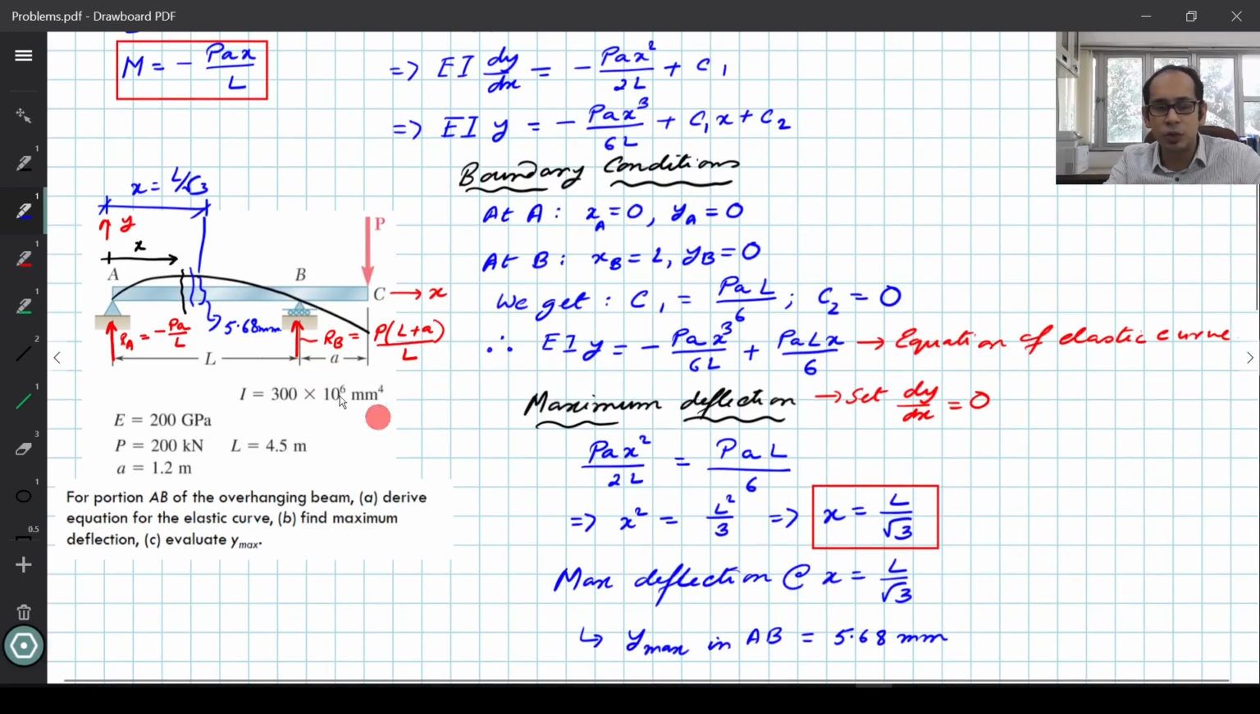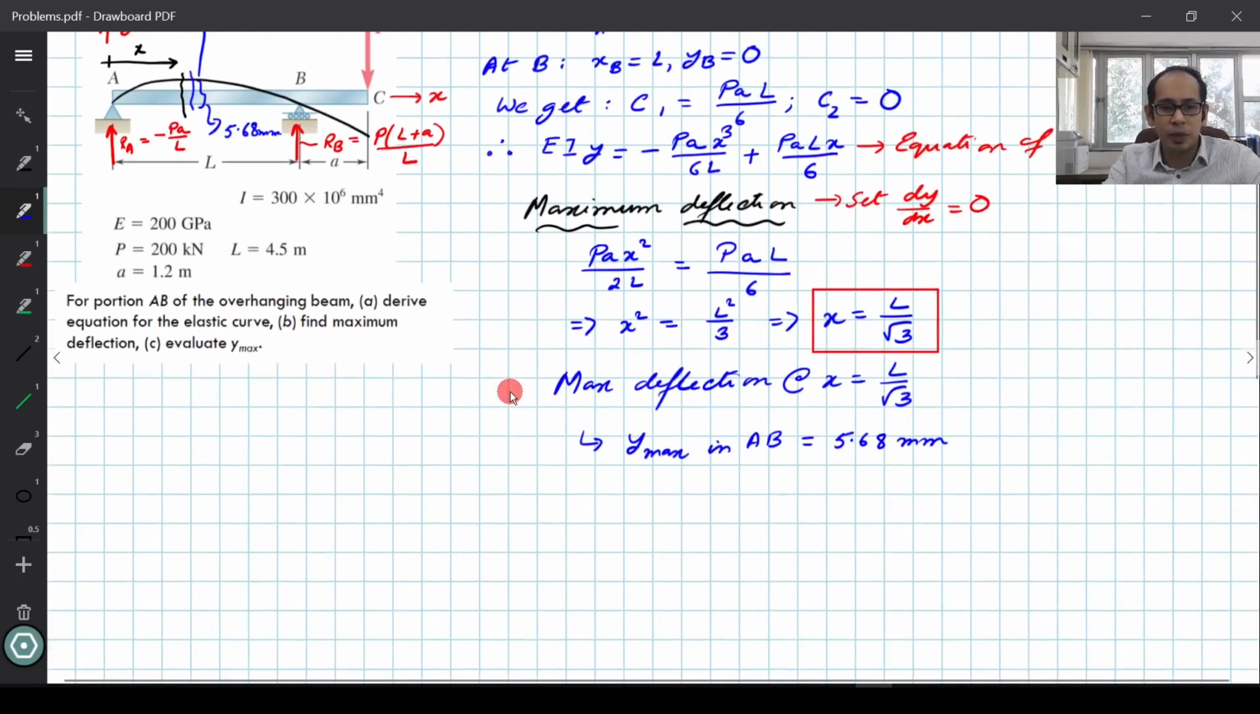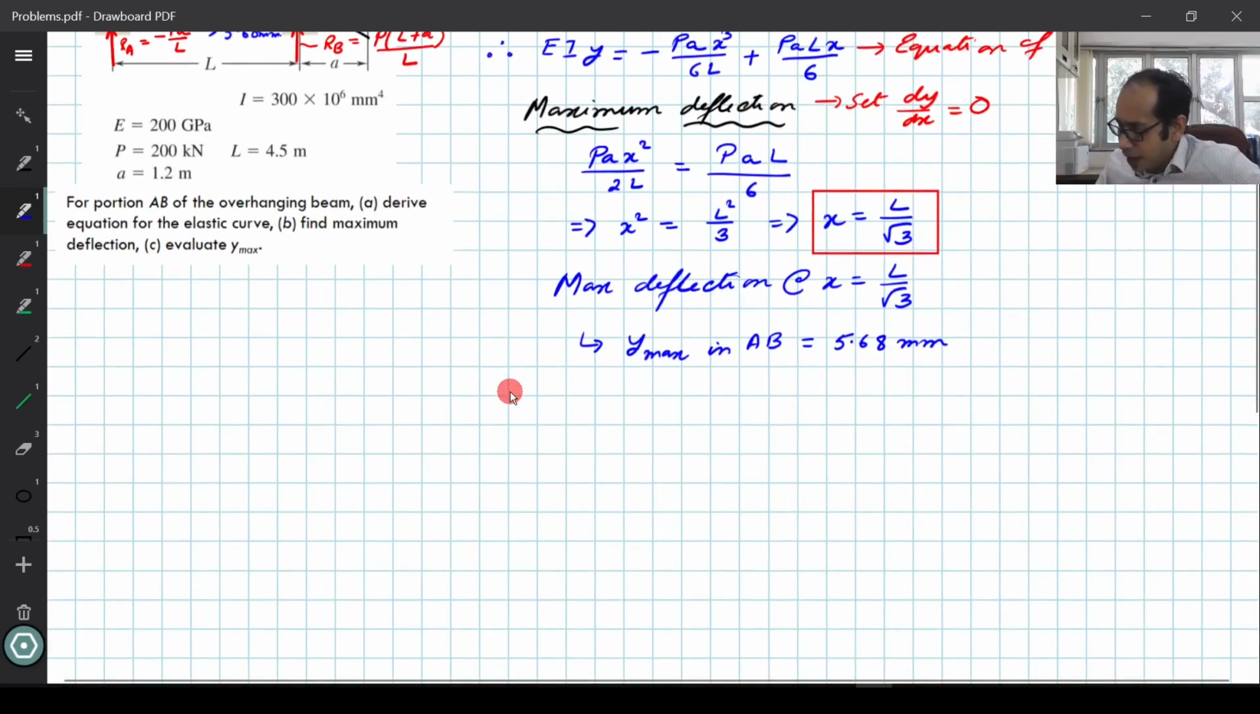So all these things are easy to do when you have no discontinuity, you have only one expression for the moment dependent on x from the left hand side over here. Now that this problem example is solved, what I want you to do is go ahead and try solving this problem example, where maybe you have a simply supported beam with uniformly distributed load, and say a length L.